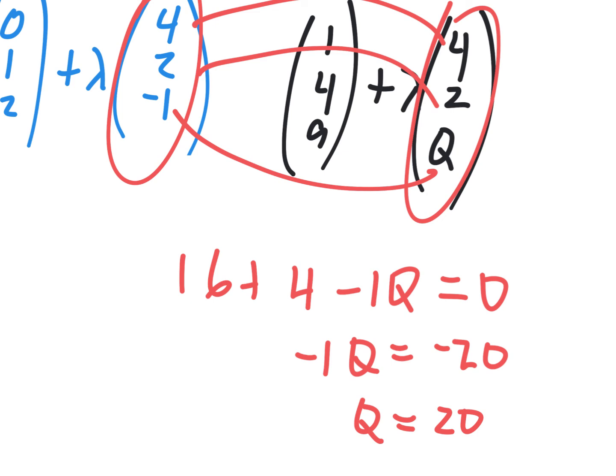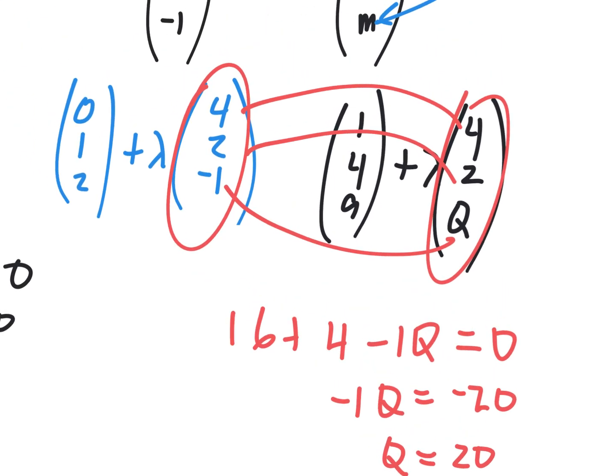Okay, all right, good. So then those two now, if I change Q to be 20, would be perpendicular to each other. Where would they intersect? Because if they're perpendicular, they do intersect.